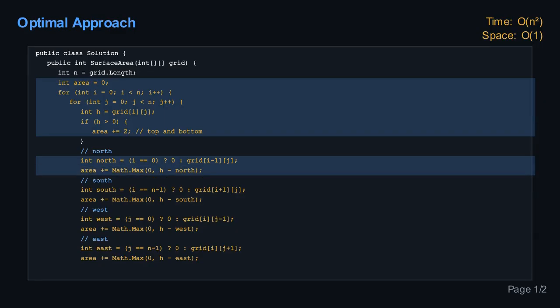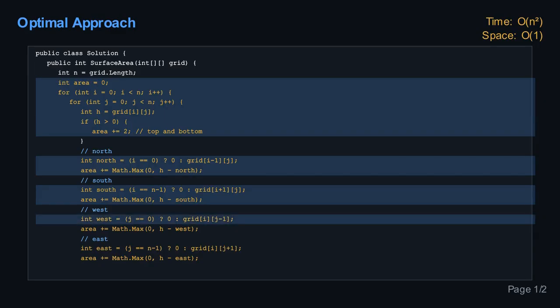Instead of checking each cube's face, we'll calculate how much of the current stack's side is exposed to its neighbors. For the north face, we check if we are at the very first row. If i is 0, it means there's no row above us, so the north neighbor height is 0. Otherwise, the north neighbor height is the height of the stack in the cell directly above us, at grid position i-1, j. We then add to our total area the maximum of 0 or current height minus north neighbor height. This effectively counts only the parts of the current stack's north face that are taller than its northern neighbor.